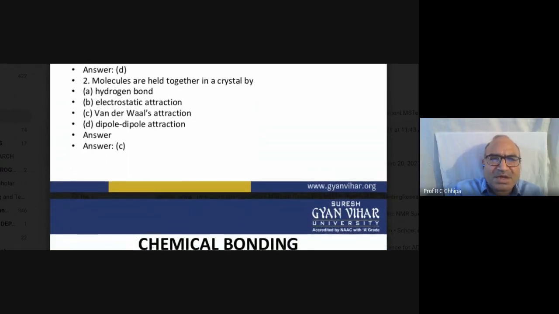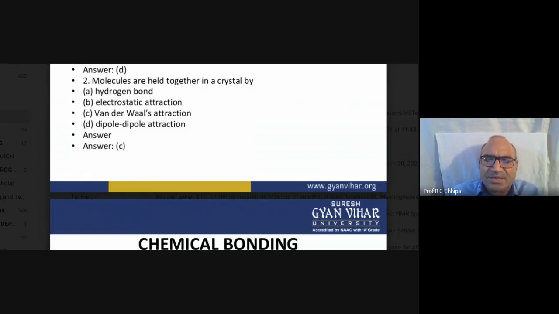The molecules are held together in a crystal also, and there is another type of bonding that can be explained. Hydrogen bonding is another way, electrostatic, which was already explained in the ionic bond. Some other attractions are also bonding, like the hydrogen bond. So basically there are the ionic bond, covalent bond, and coordinate bond, and these are the other types of bonding.